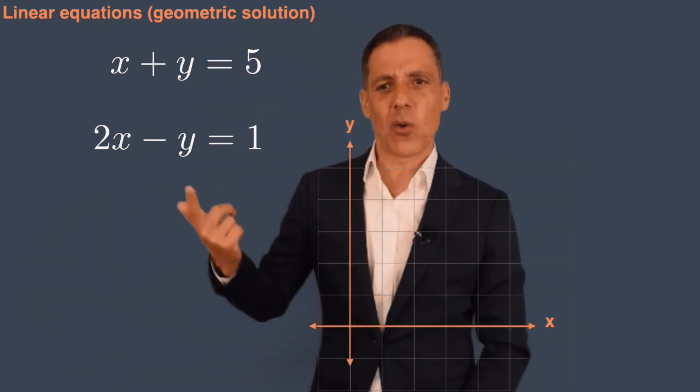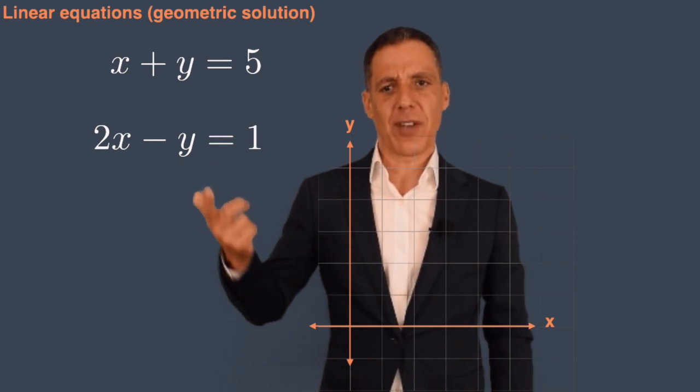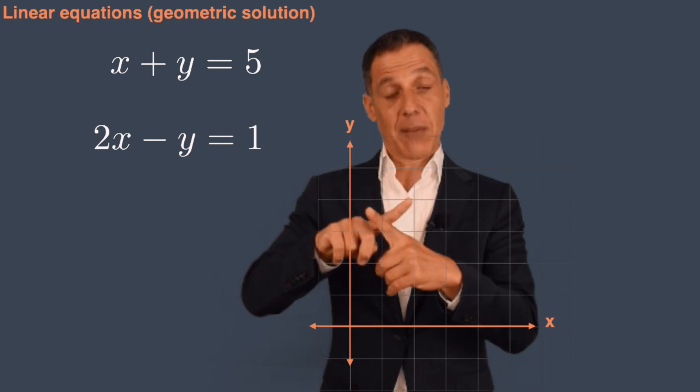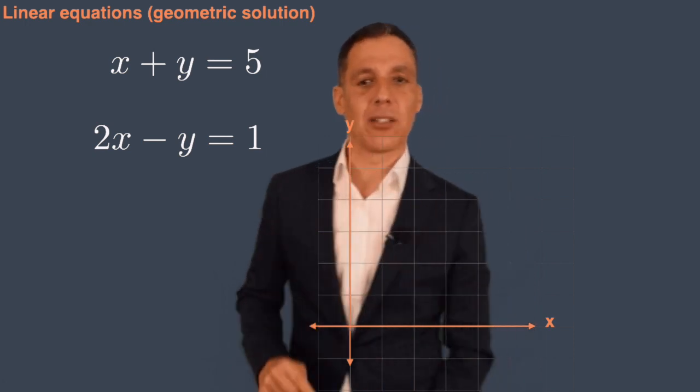So that means I have two lines, and of course if I'm looking for the same values of x and y that satisfy both of these, it does sound a lot like I'm looking for the intersection of the lines. So let's see what that looks like.